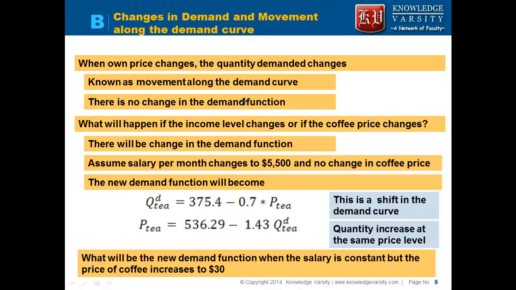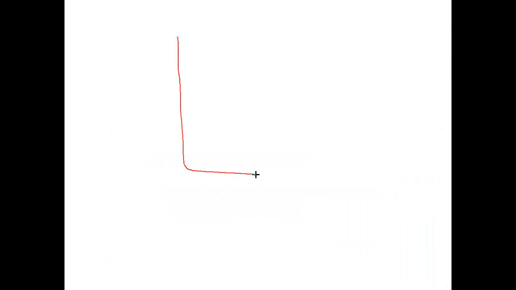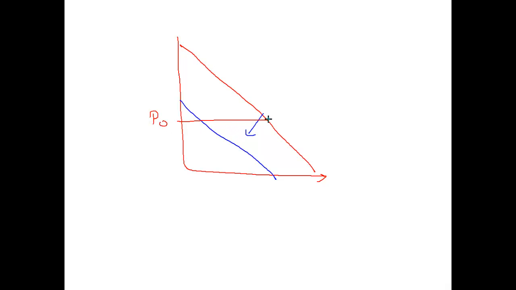Contrast this with a decrease in the demand. So this was your original demand curve, and there is a decrease in the demand. Let's say earlier this was the price P naught, the quantity demanded was Q1. But at the same price level, now the quantity demanded has reduced. That means this is when there is a left shift, a decrease in the demand is being observed.